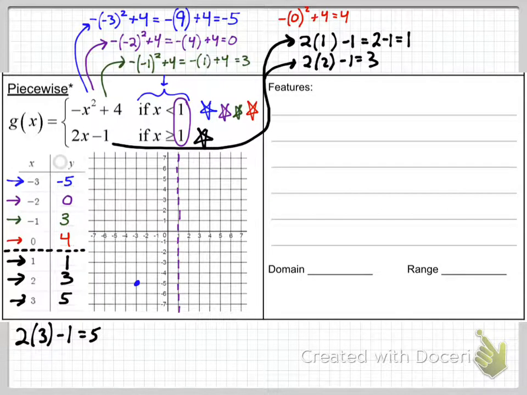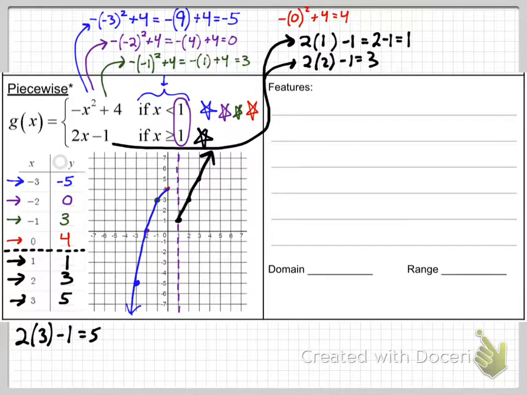So let's plot these points. Negative 3, negative 5; negative 2, 0; negative 1, 3; and 0, comma 4. That makes one function over here. The other one, 1, 1; 2, comma 3; and 3, comma 5, makes the other function. Notice the arrows I drew only go away from the center here because we have only part of each of those functions. It's a piecewise function because they are pieced together.